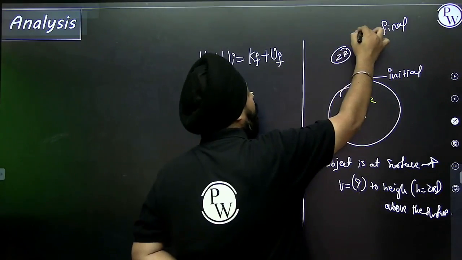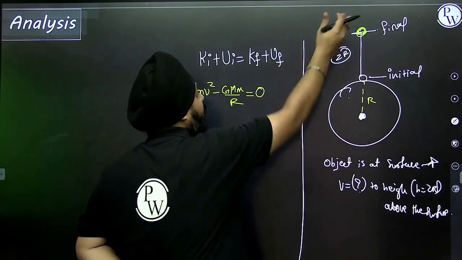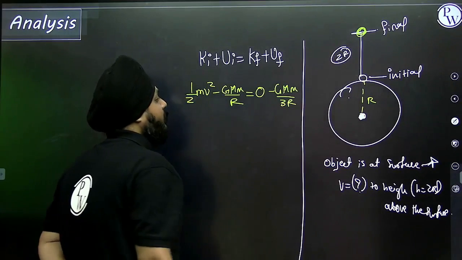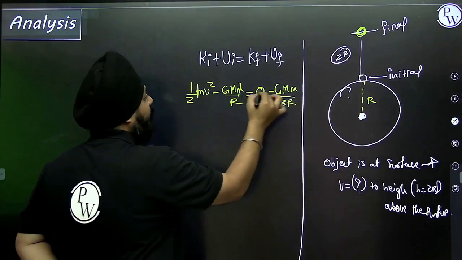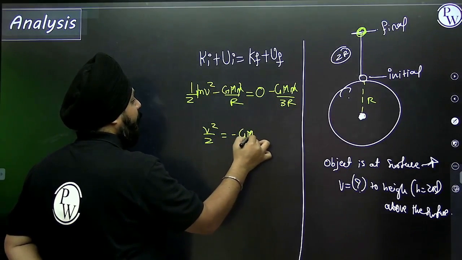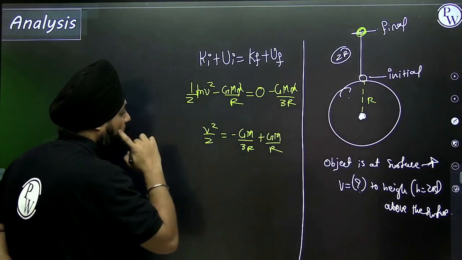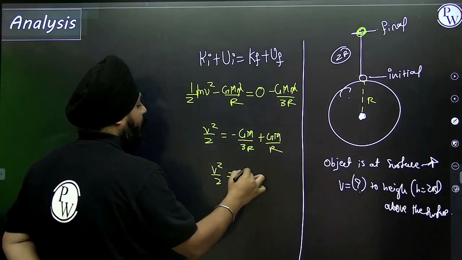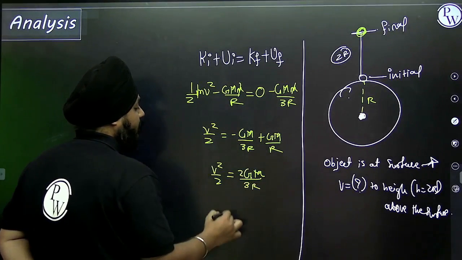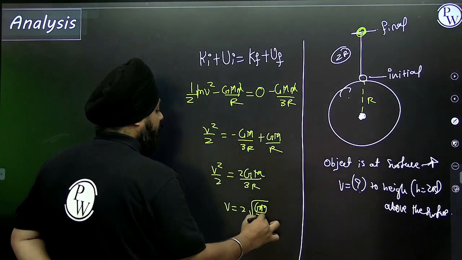When it reaches the final point, the velocity becomes 0, so the kinetic energy will be 0. At the final point, the potential energy will be negative G capital M small m divided by 3R. This m will get cancelled. So V square by 2 is negative of GM by 3R plus GM divided by R. So V square by 2 is equal to 2GM by 3R. So the velocity needed is 2 under root of GM by 3R.